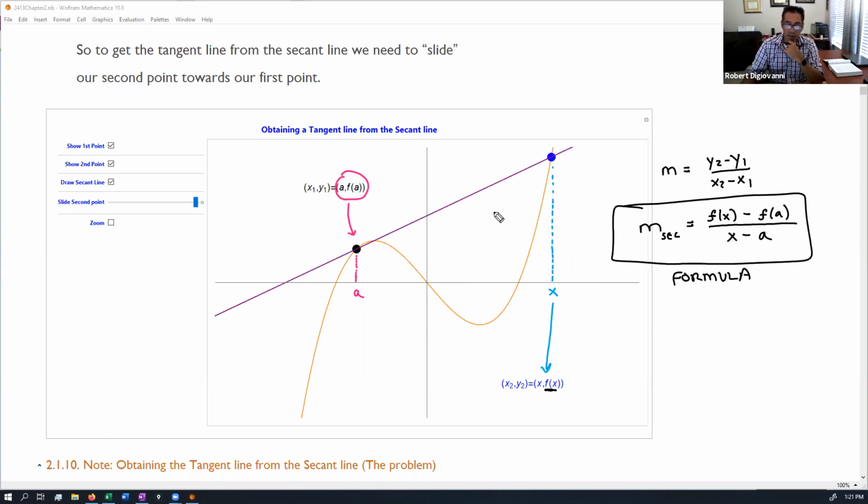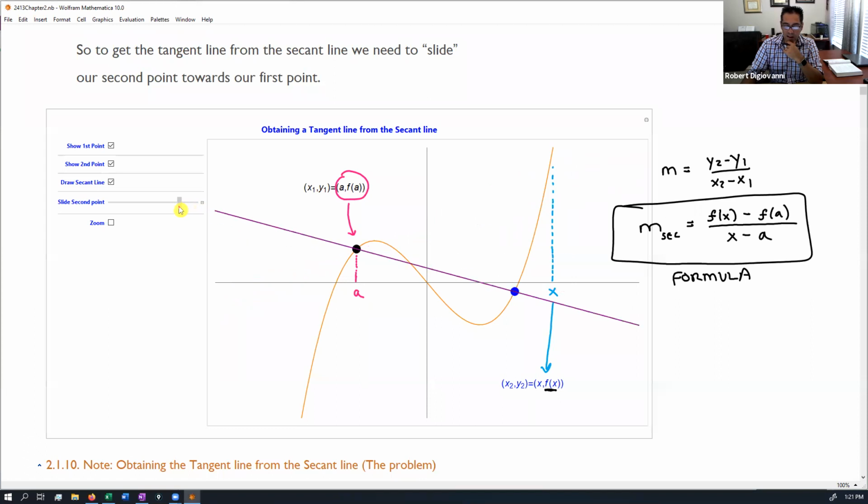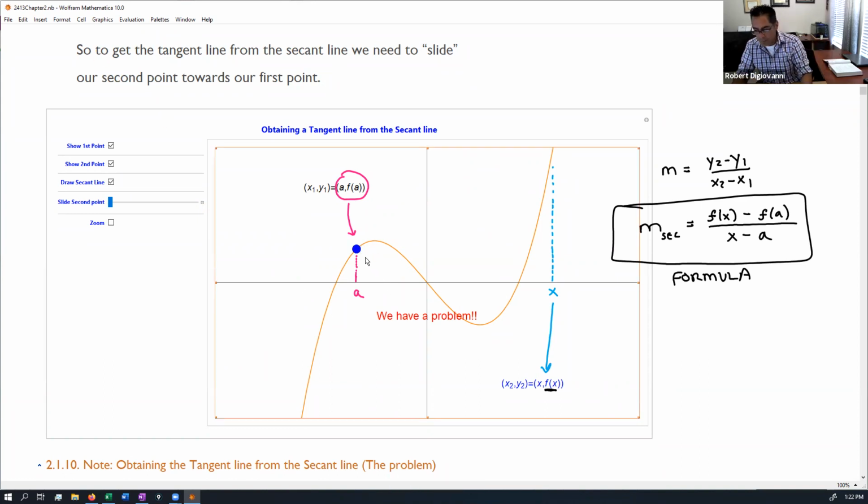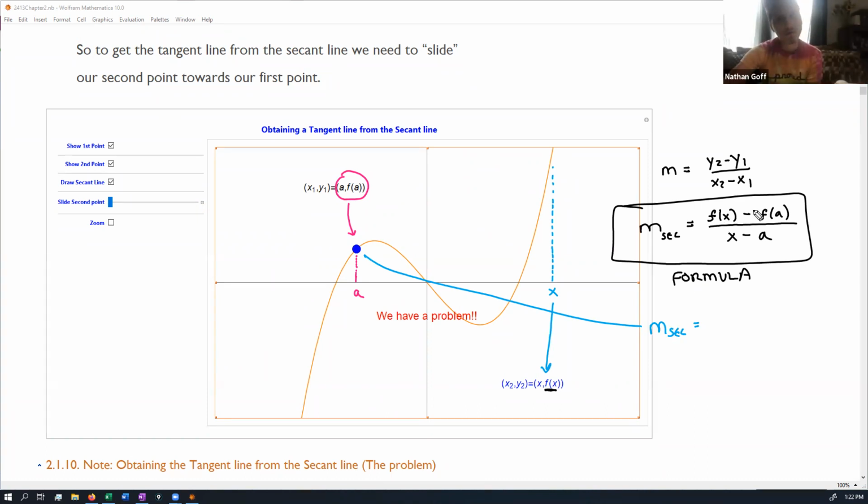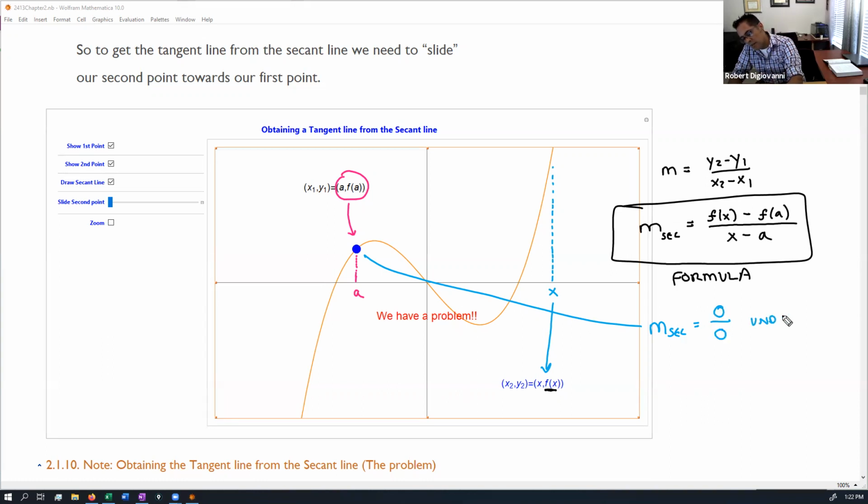Okay, so here we go. Now what we'd like to do is take that second point and start sliding it over, and over, and over, until eventually we get on top of the other one. And then we have a problem, right? Because what happens when we put the two points on top of one another? What does the slope of our secant line look like now? They're the same exact point, so we get 0 over 0, which is undefined.